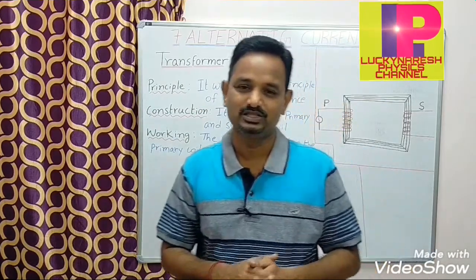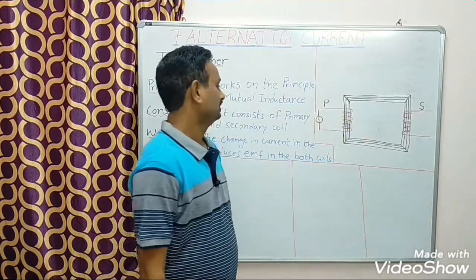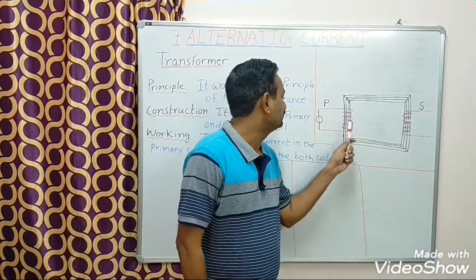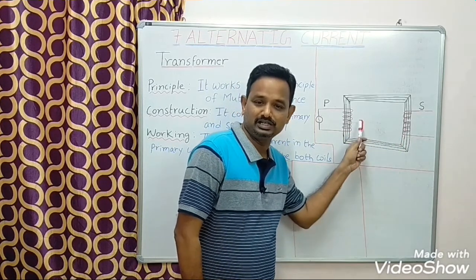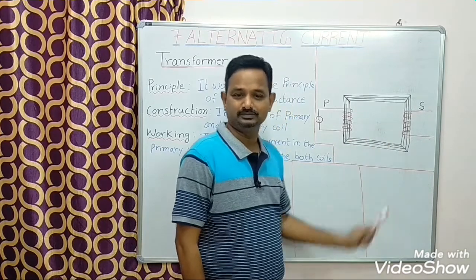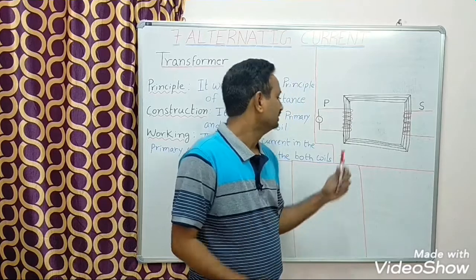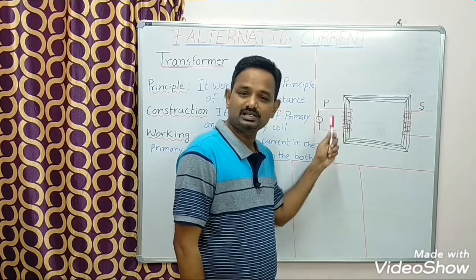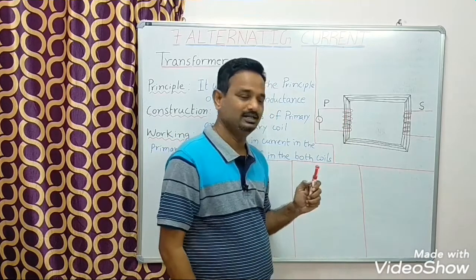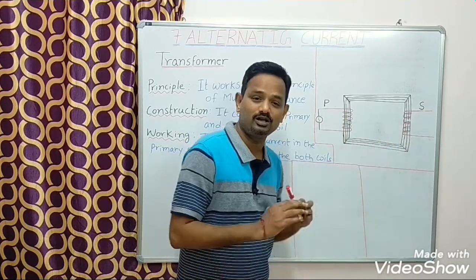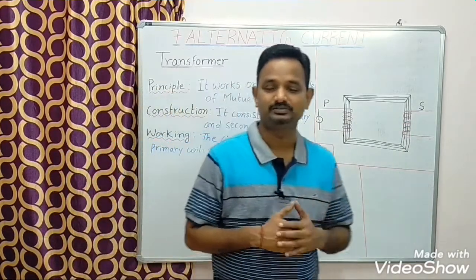Now we will discuss about construction. Transformer consists of primary coil and secondary coil insulated from each other. They are wound over a soft iron core. Here the primary coil is connected to an AC source, which is called the input coil, and the secondary coil is called the output coil.